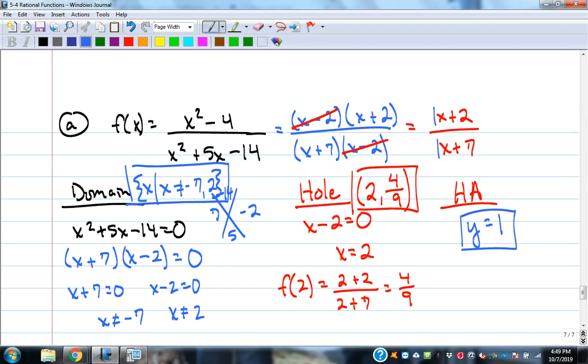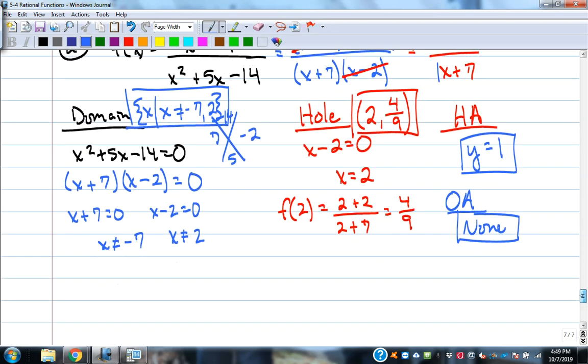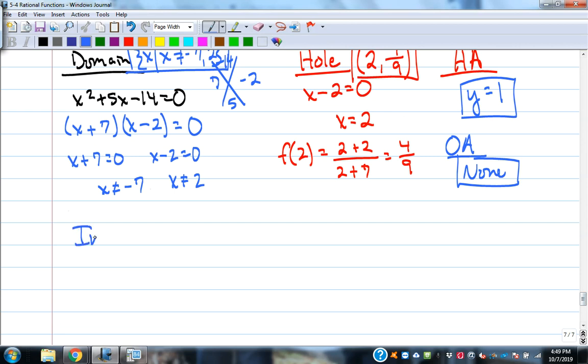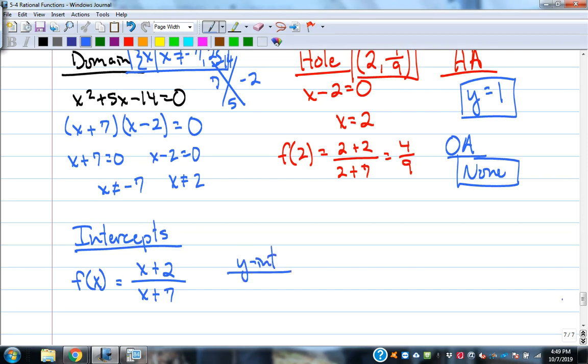Okay, so we know it has a horizontal asymptote. What about oblique asymptotes? None. Yeah, that's a favorite answer. And that means we don't have to do long division either. All right, so the next thing that we want to find are intercepts. We're going to take the simplified version, because it's smaller, and find our intercepts. So we have x plus 2 over x plus 7. How do we find a y-intercept on any kind of function? What's the way you find a y-intercept?